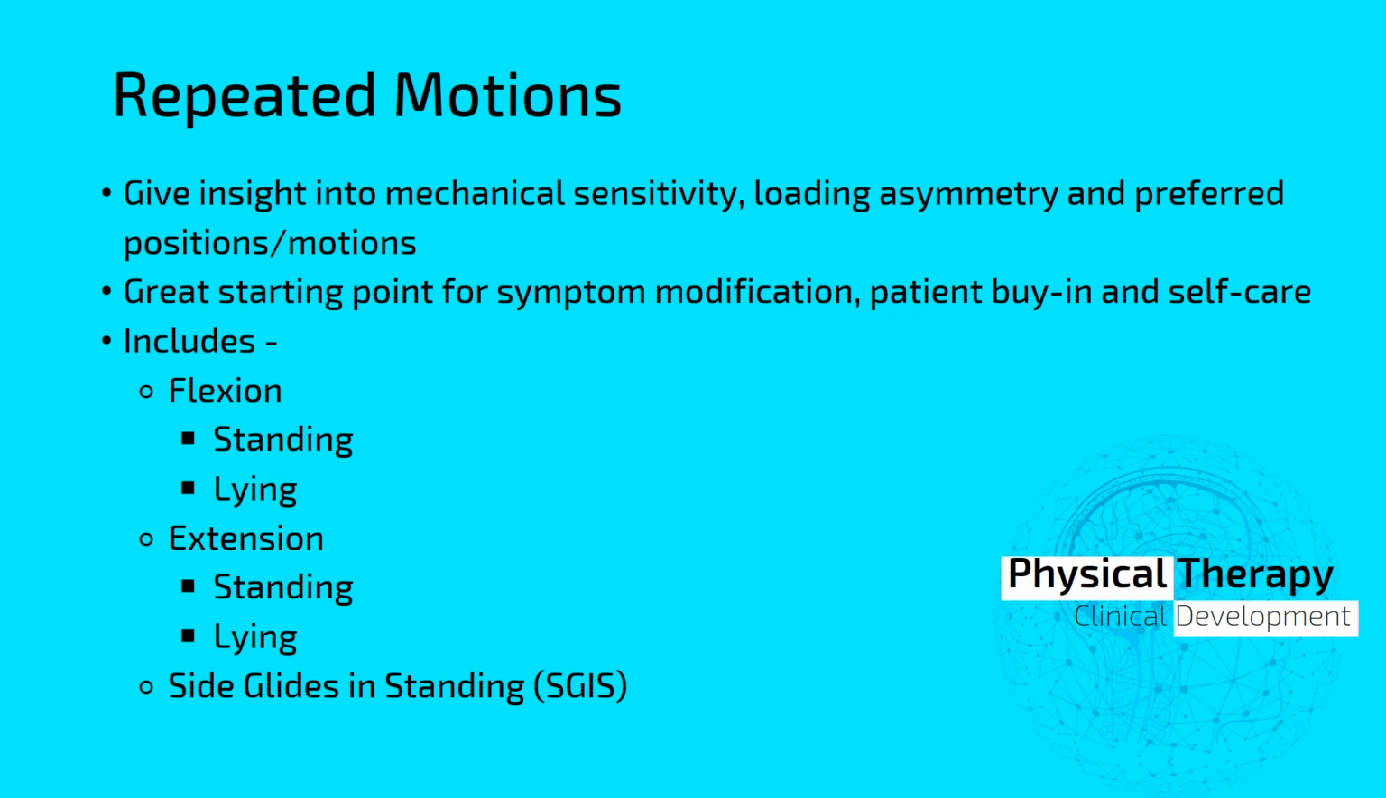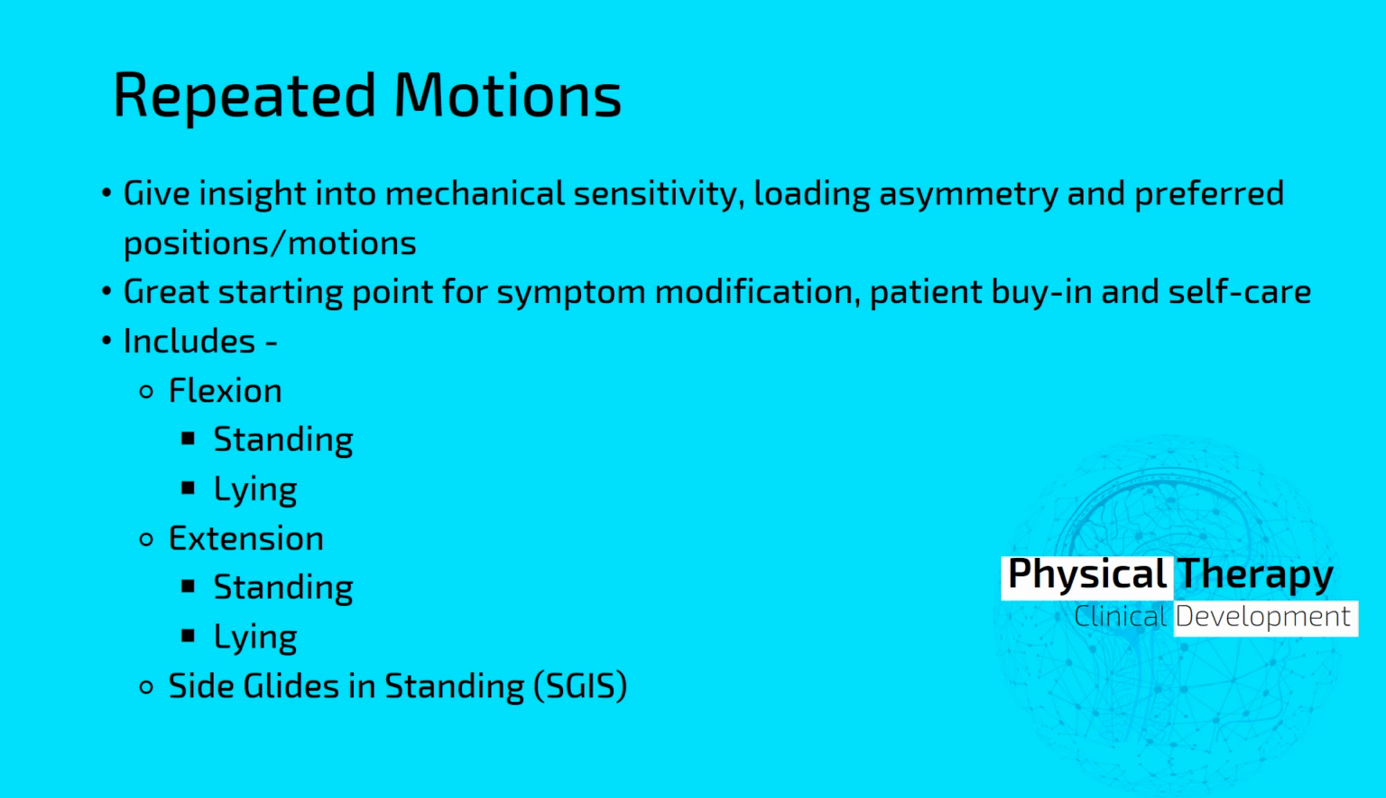And basically the lying flexion testing is lying on their back, pulling their knees up to their chest, and doing repeated sets of 10 with that. Next, we're going to look at extension. Extension in standing is going to be back bending. Again, you'll check that 10 times, do a couple sets of 10, and we're really trying to determine if this changes the patient's pain or their mobility.